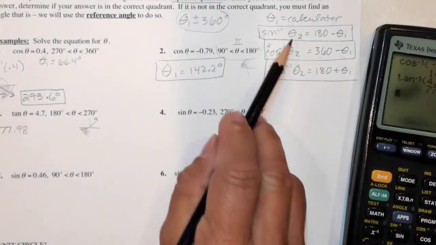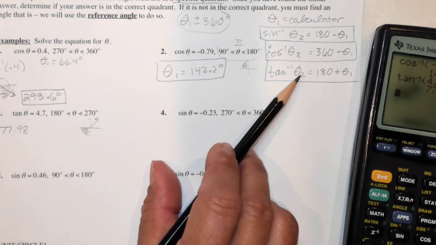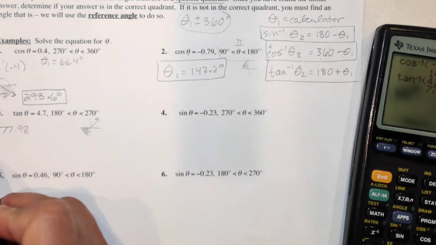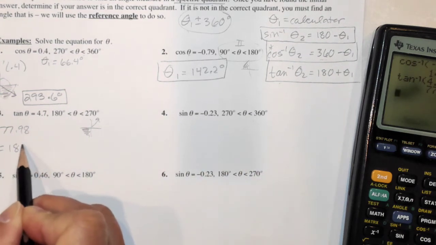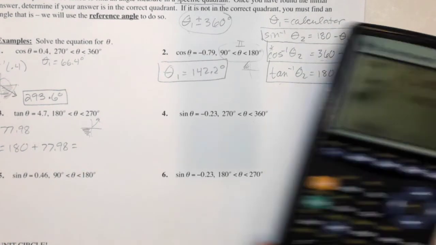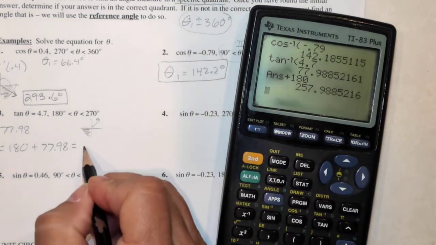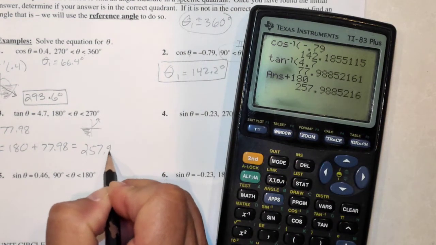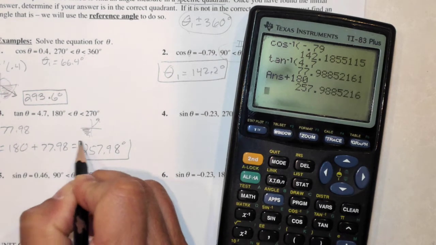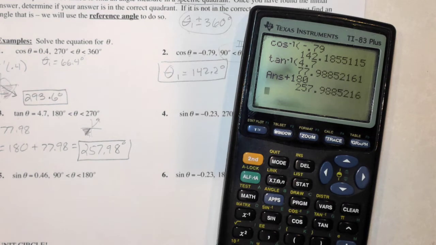So I go and look at my options with tangent inverse. The other place you get the same exact tangent is by taking 180 and adding it to that answer the calculator gave you. So if I add 180 to that answer I just got, now I have 257.98 degrees, which is going to be in between 180 and 270. So that was the one I was looking for.